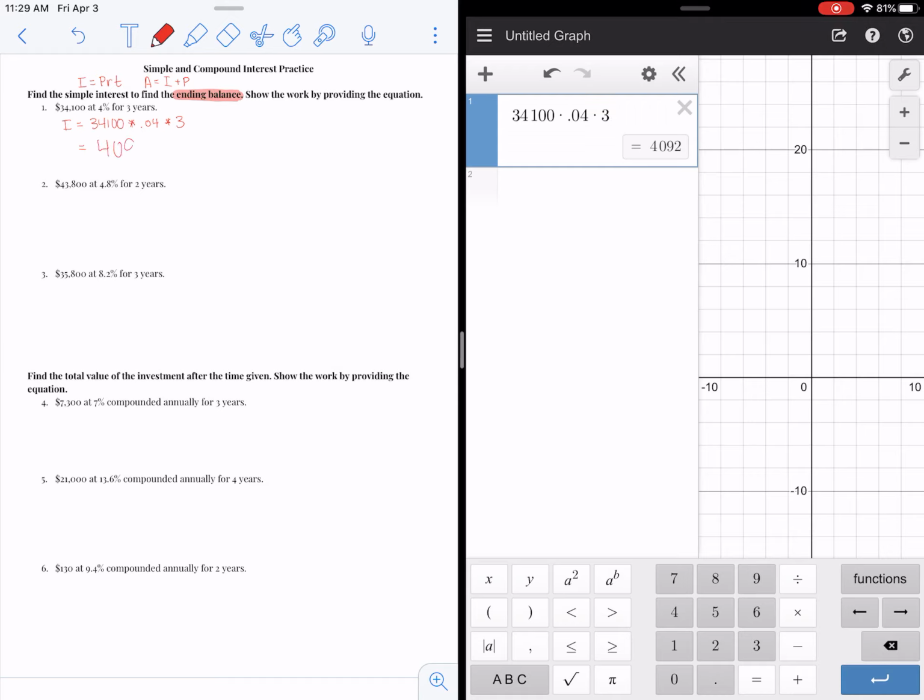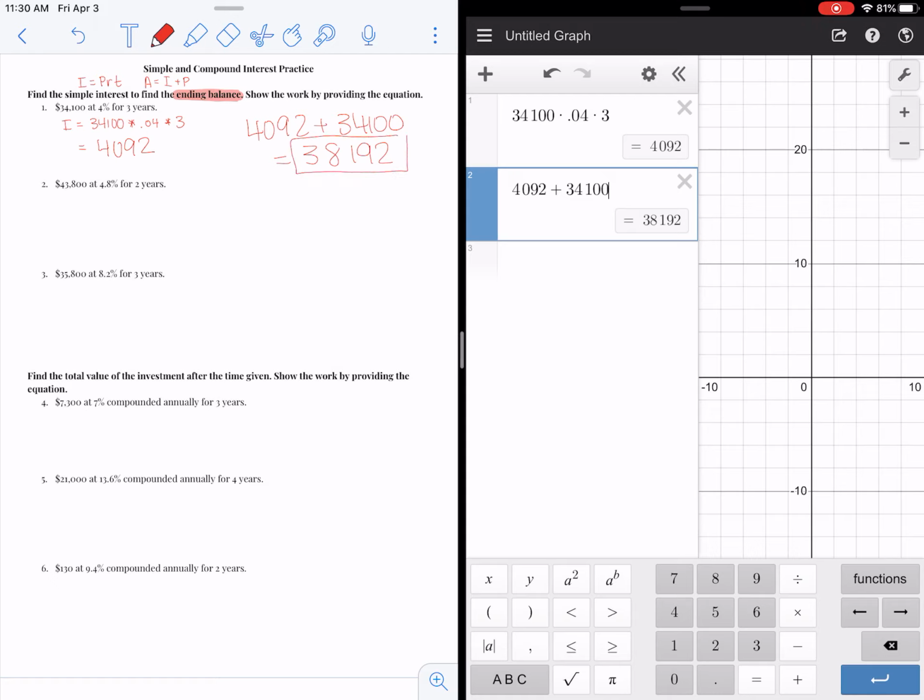So 4,092 would be the interest, but now we would have to add that back on the principal. So I'm going to do 4,092 plus 34,100. That gives you $38,192. So that would be the answer for number 1.